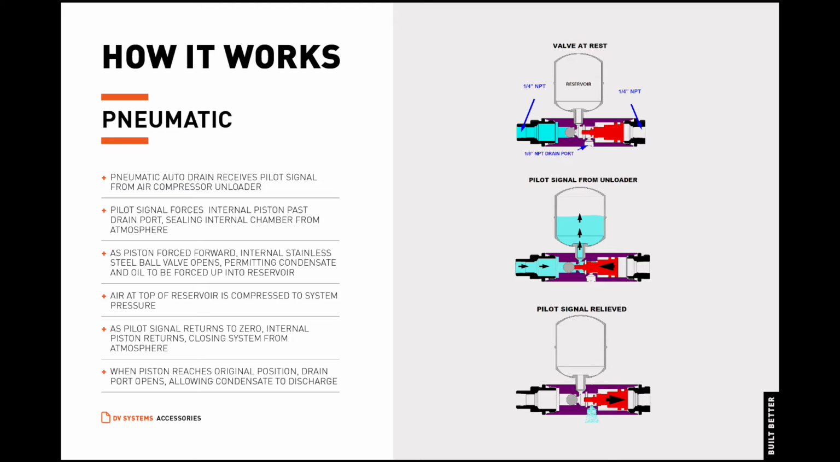A pilot signal, or air pressure on the unloader line, forces an internal piston past the drain port, sealing the internal chamber from atmosphere. As the piston is forced forward, the internal stainless steel ball valve is opened, permitting condensate and oil to be forced up into the reservoir. The air at the top of the reservoir is compressed to system pressure. As the pilot signal returns to zero, the internal piston returns, closing the system from the atmosphere. When the piston reaches its original position, the drain port is opened, allowing condensate to discharge.